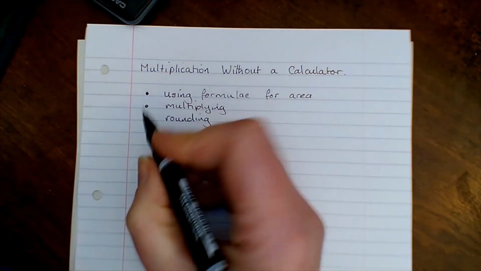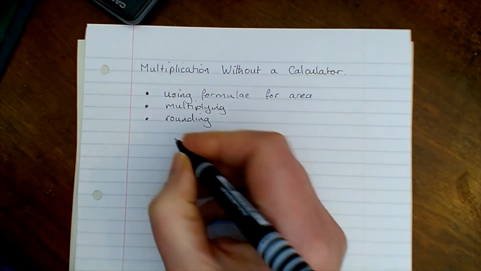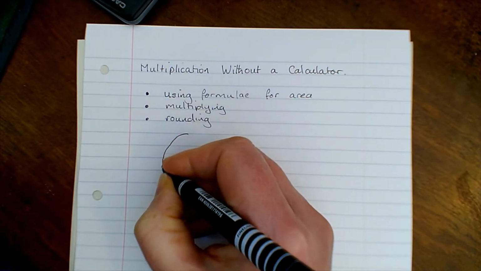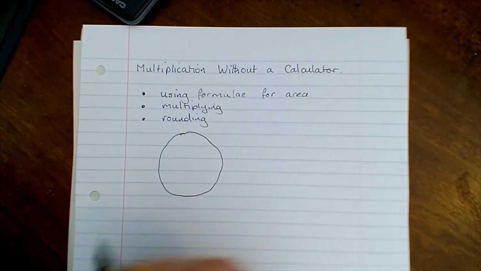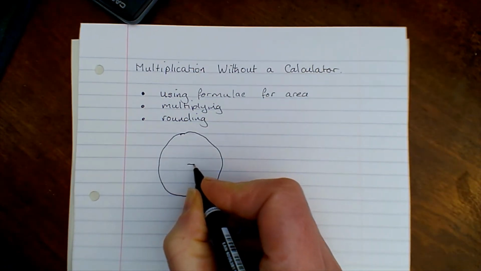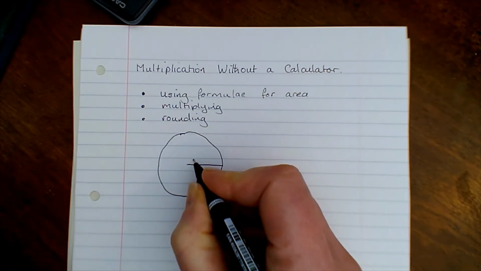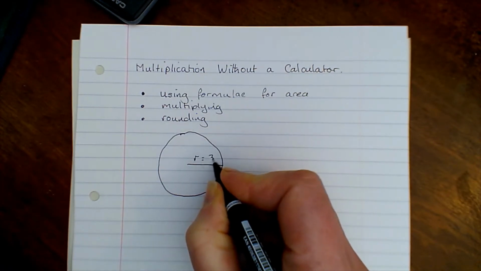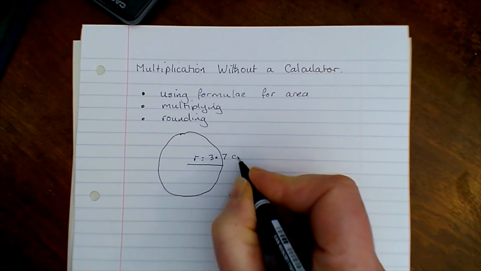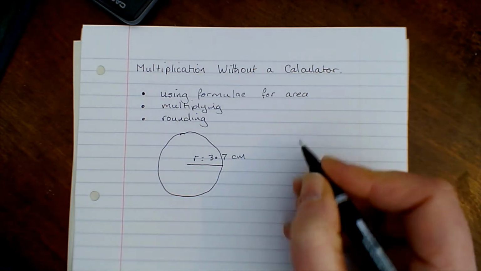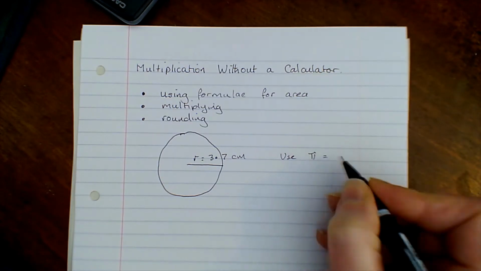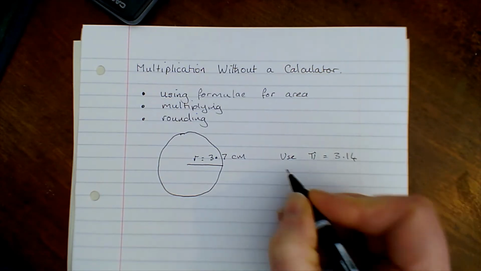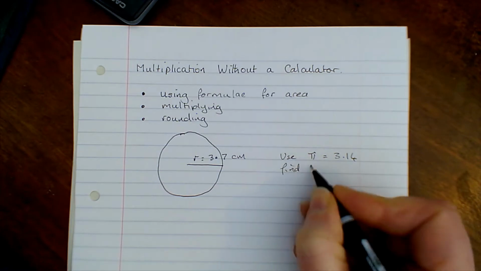So, say I've got a circle here. That is definitely a circle. And I'm told that the radius equals 3.7 centimeters. And the question says use pi equals 3.14, find the area.